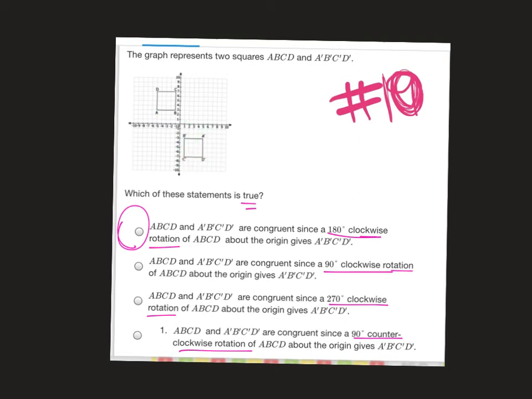And if you notice, the other option is 270. That means it's got to turn 3 times. So 1, 2, 3, and it would have to end up over here. So the only one that makes sense is that it turns twice, or it turns 180 degrees. So that is your answer choice you should choose.